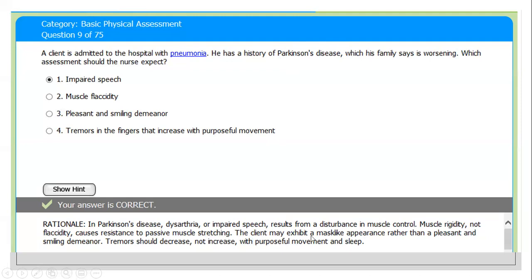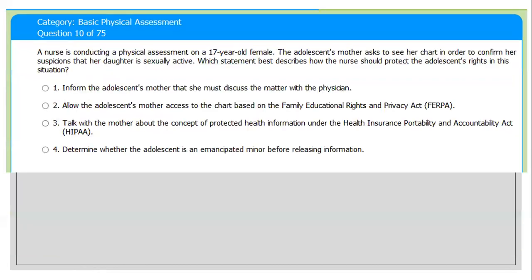The client may exhibit a mask-like appearance rather than a patient feeling happy or pleasant, right? They look emotionless, with no expression at all, and we call it a mask-like face. And also no smiling at all. Tremor should decrease, not increase, with purposeful movement or sleep. So it is purposeless movement, not purposeful.